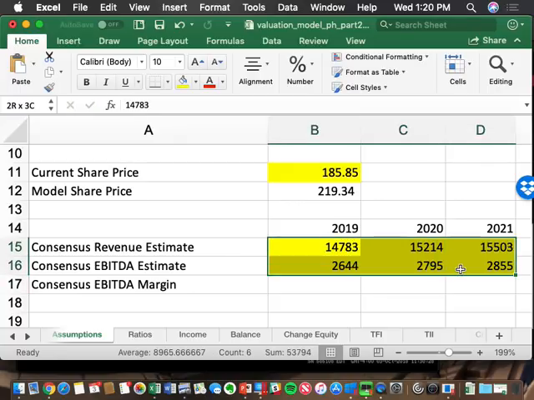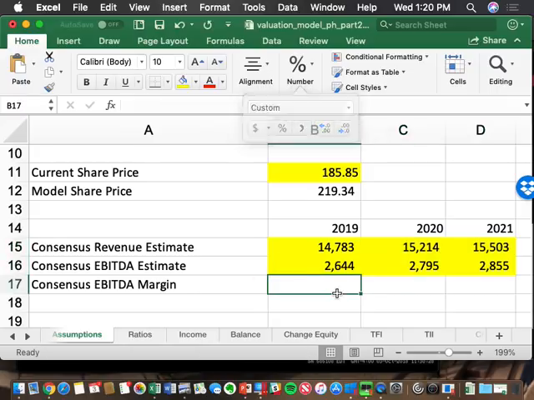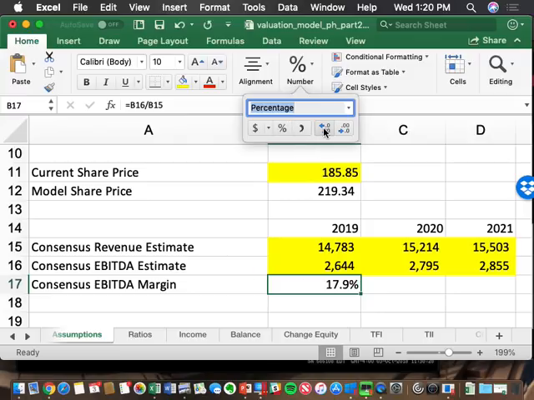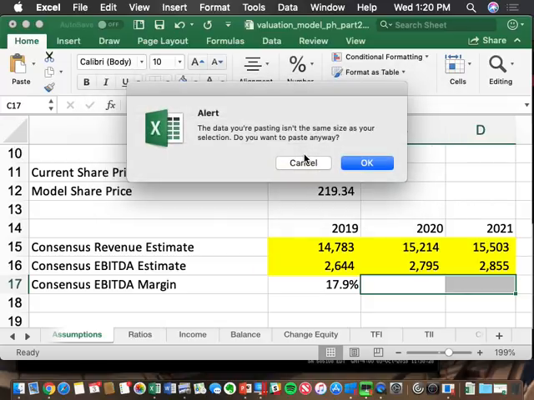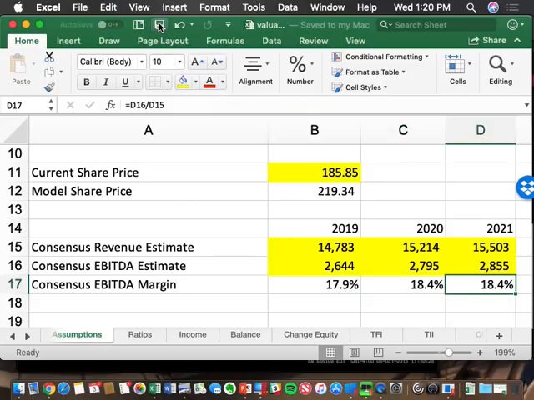And again, I'll format this so it's a little cleaner with commas. All right, so our EBITDA margin is our EBITDA divided by our revenue. So basically what they're saying, and again, I'll format this as a percent to 1 decimal place. That's the EBITDA margin for the next 3 years, 17.9, 18.4, and 18.4, based on the consensus, hidden in plain sight. Everybody see how I got that? Questions about those numbers?